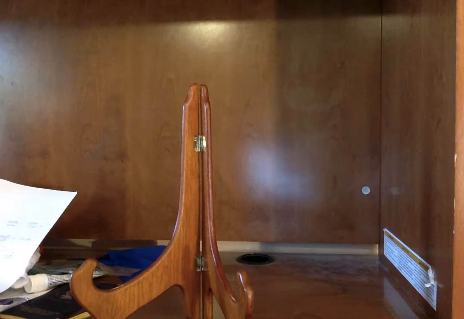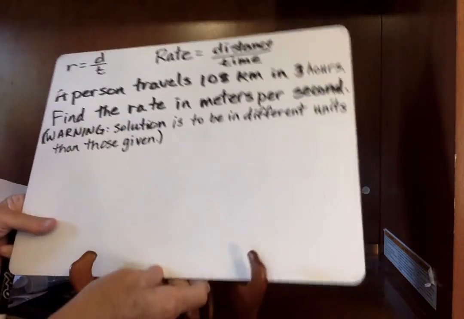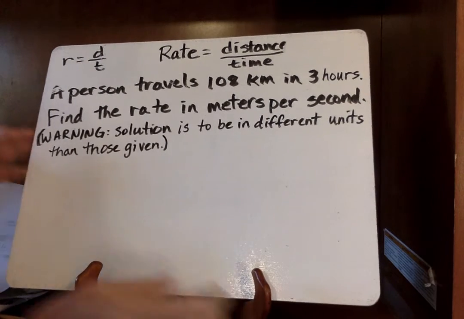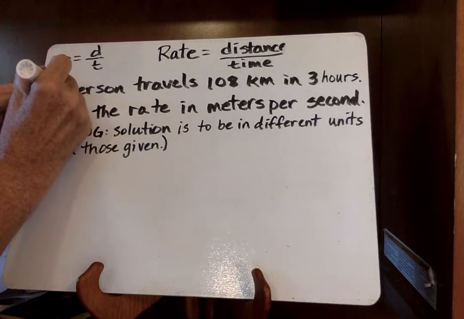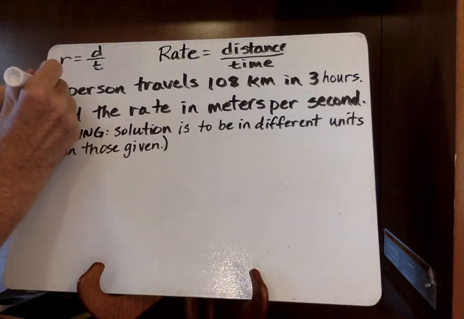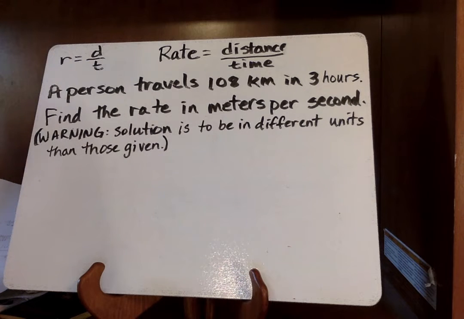Now, our third problem is to solve for rate. And again, because we've done literal equations, we can see that rate equals distance divided by time. That's the R, and the equals D divided by T. So a person travels 108 kilometers in 3 hours. Find the rate in meters per second. Warning, the solution is to be in different units than those given.